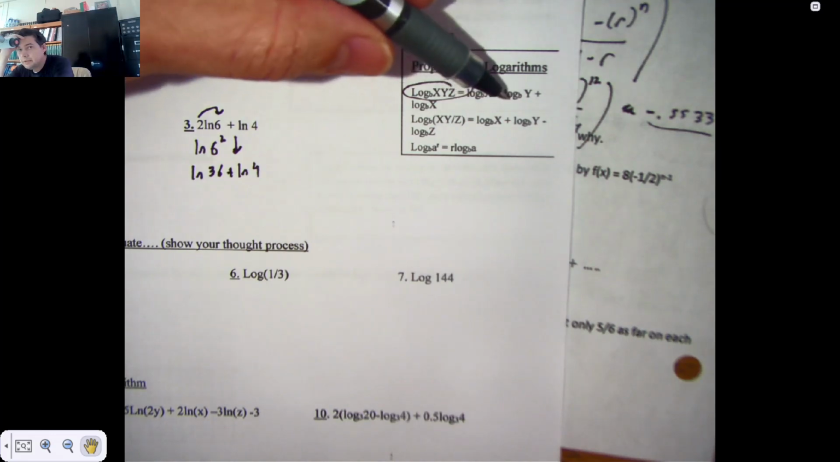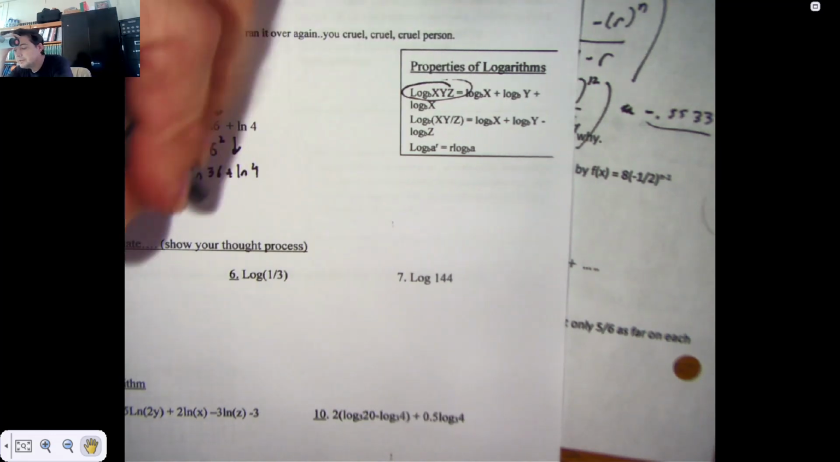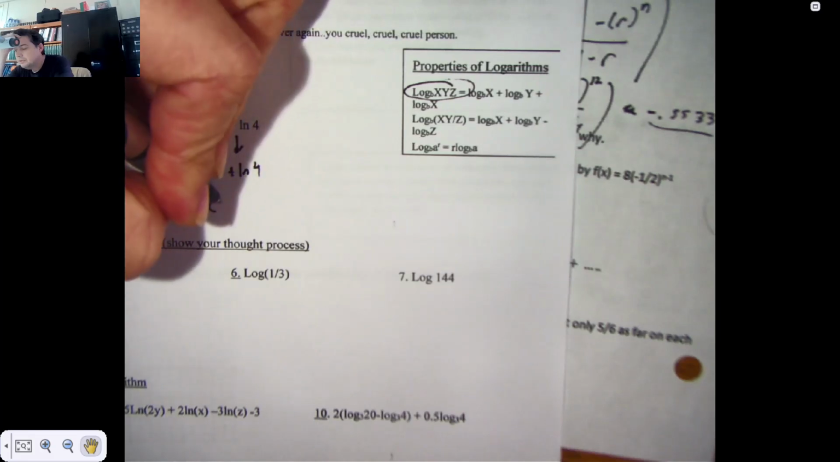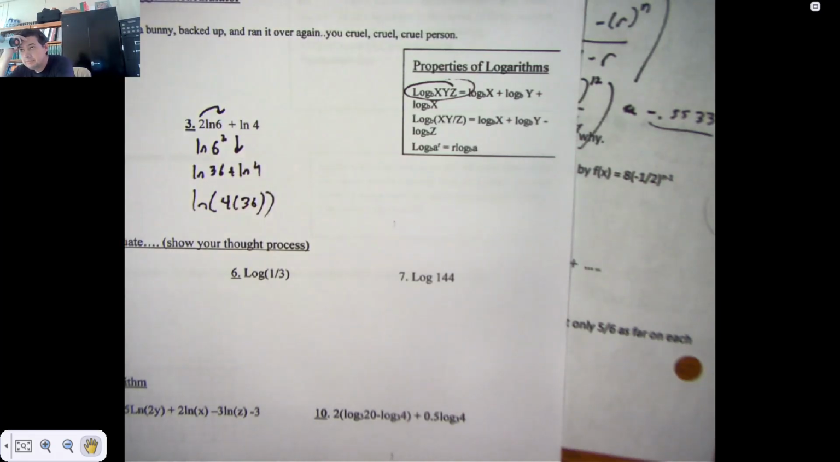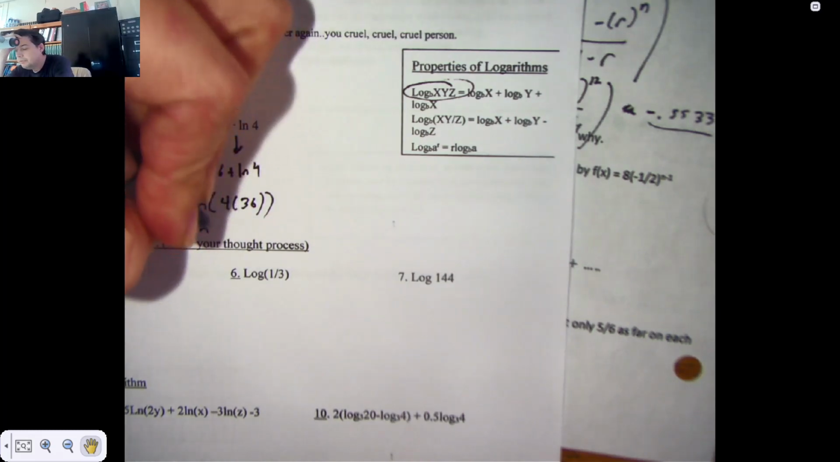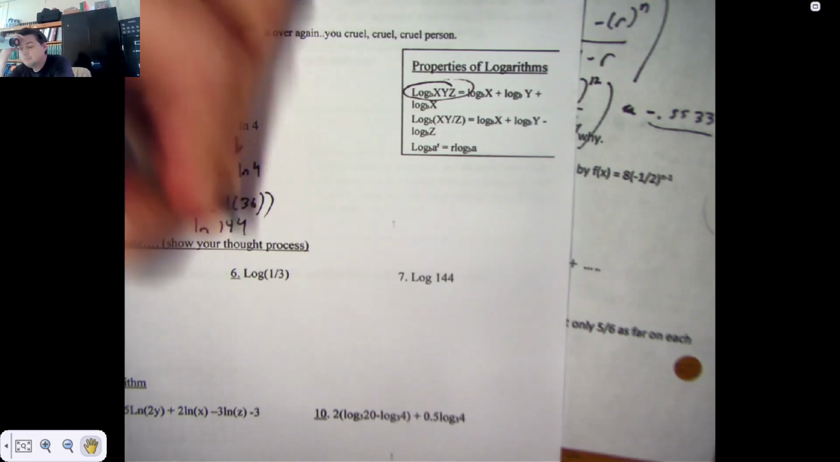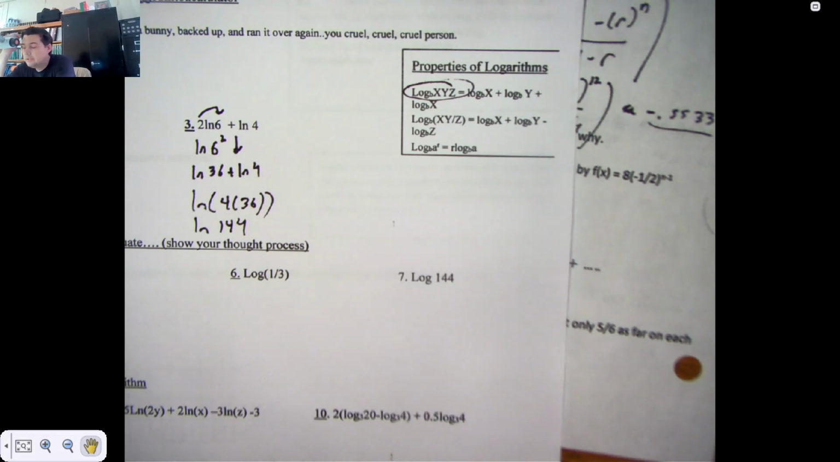If I read it from right to left, it tells me I can multiply things together. It's a single natural log with the product of 4 and 36 inside of it, which is 144. That's how you do those. You look at these properties and you do them.